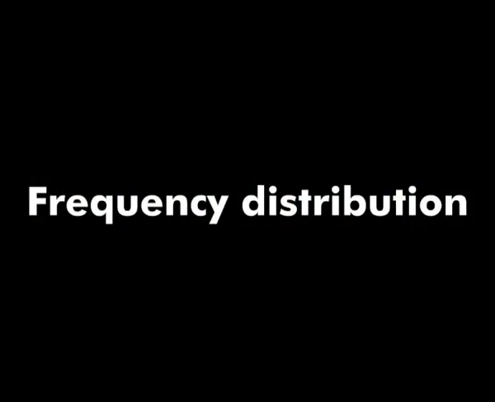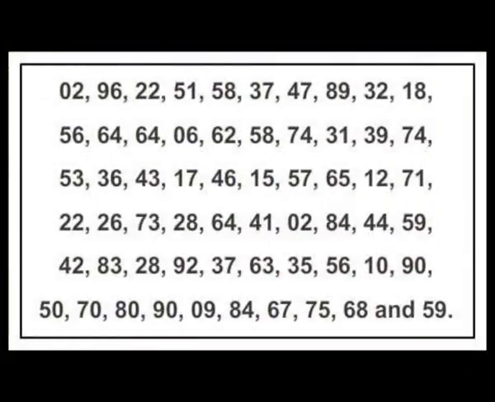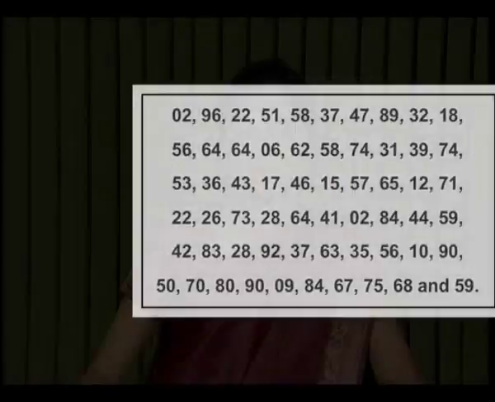Frequency distribution. The processing of raw data requires their tabulation and classification in selected classes. For example, marks obtained by 60 students is as given. The raw data given ranges from 2 to 96. We can conveniently choose to group the data into 10 classes with an interval of 10 units in each group.